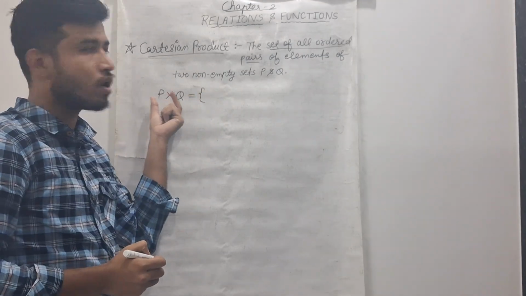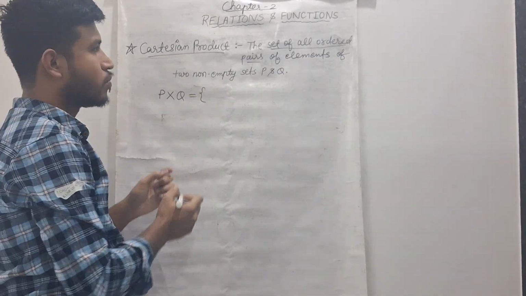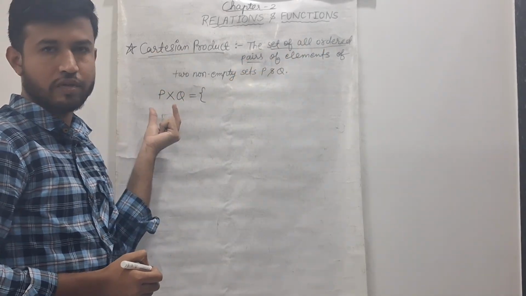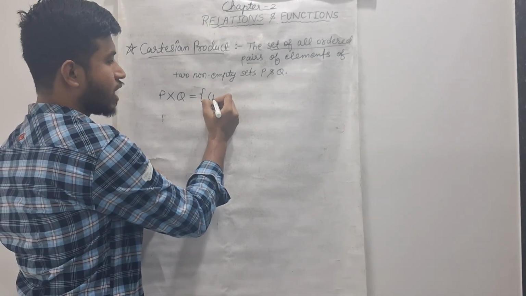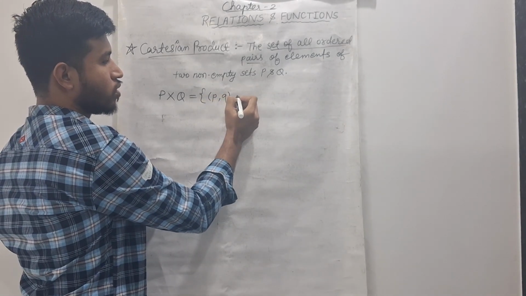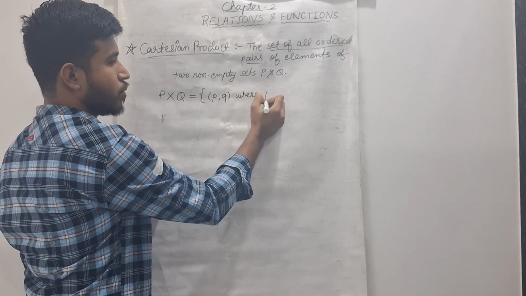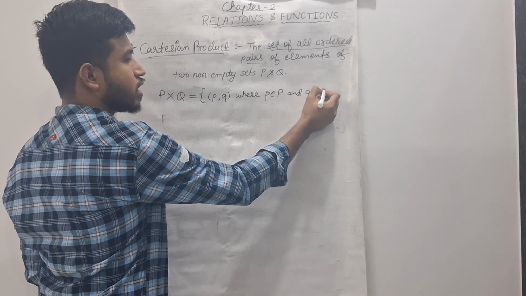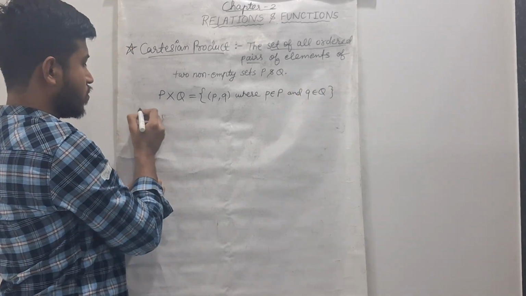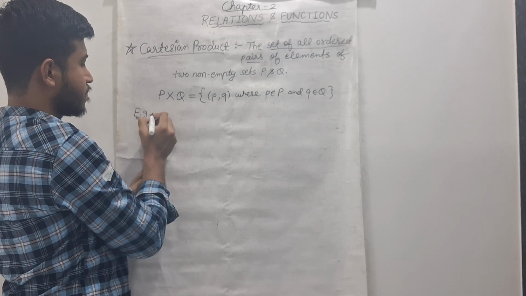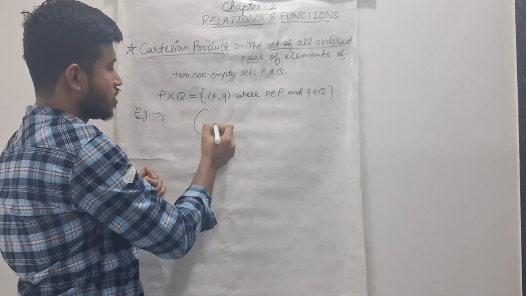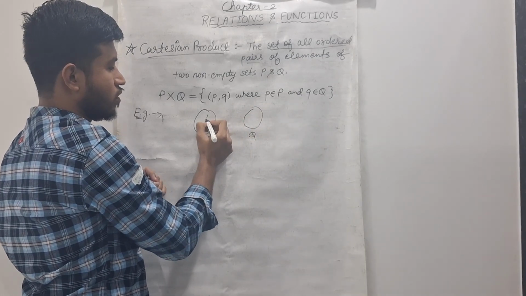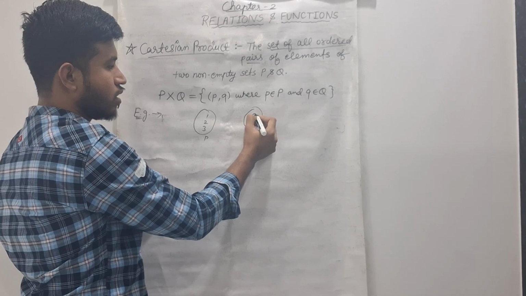Suppose P and Q are two non-empty sets. The Cartesian product is the set of all ordered pairs of elements of these sets. It can be written as (p, q), where p belongs to set P and q belongs to set Q. For example, we have taken two sets P and Q. Here P is 1, 2, 3 and Q is A, B.